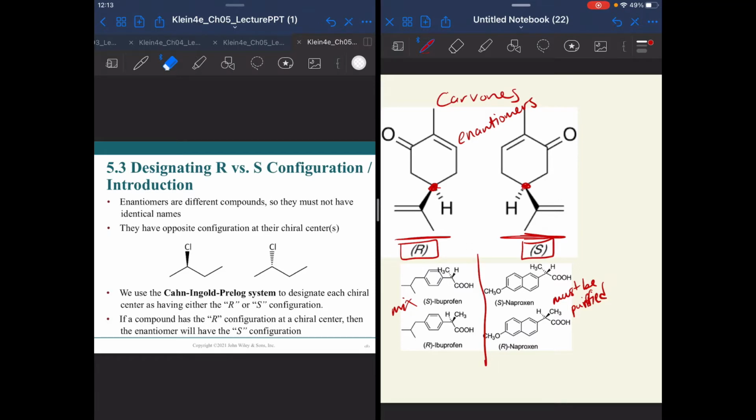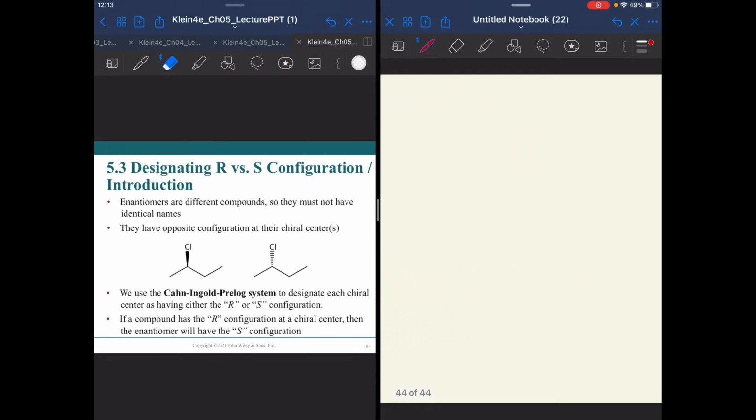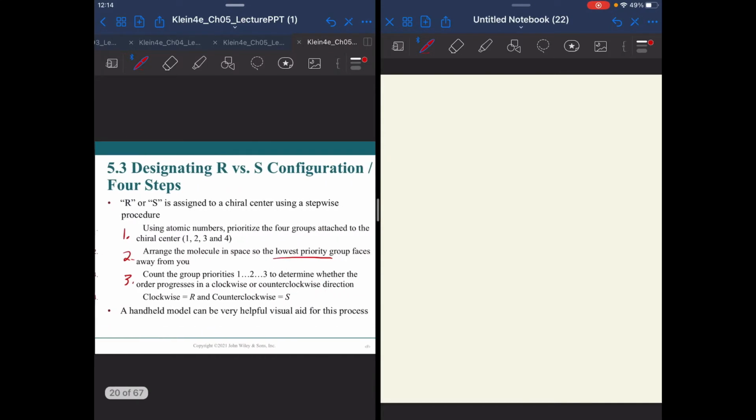So hopefully I've sold you. You're now very excited about learning about R and S and how to make that distinction. And so to do that, kind of like when we looked at the cis and trans isomers, if these compounds here are different, then they need to have 2 unique names. And so like cis and trans for the rings and the double bonds, Cahn-Ingold-Prelog will help us deal with enantiomers, with chiral centers, and designating each chiral center with an R or an S. Now, there are 4 rules to follow. And we'll come back to the chlorobutanes.